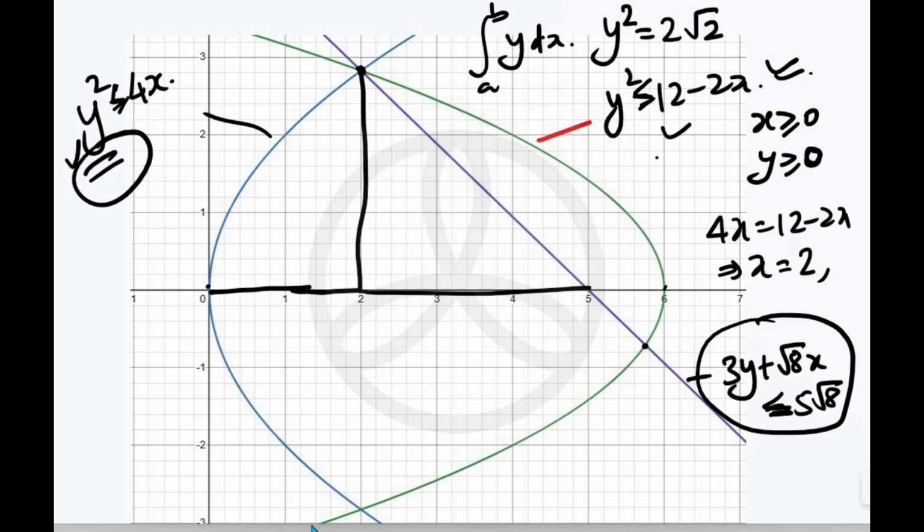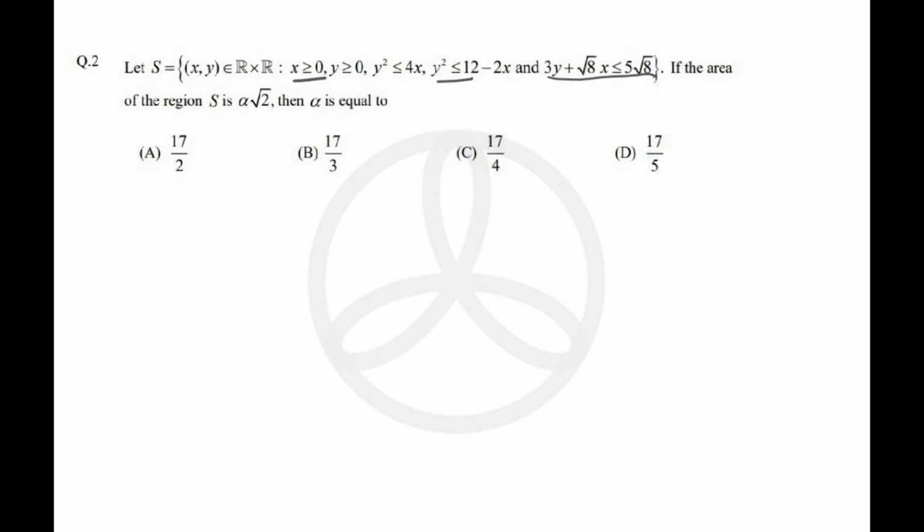Sorry, y will be 2 square root of 2. This will be 2 square root of 2, which will be 2.8 something. So we will use 2 square root of 2. So let us go to the original sheet for finding this out. So area will be first A1. It is from 0 to 2, and the graph we will make use of this.